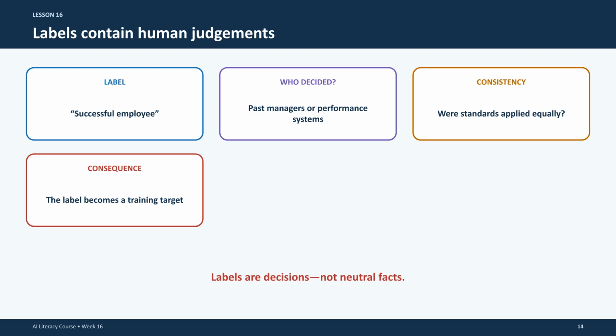Labels are essentially human judgments, not neutral facts. When we label a "successful employee," we are encoding the biased standards of previous managers. If that label becomes a training target, the AI will inevitably learn and repeat those same biased judgments.